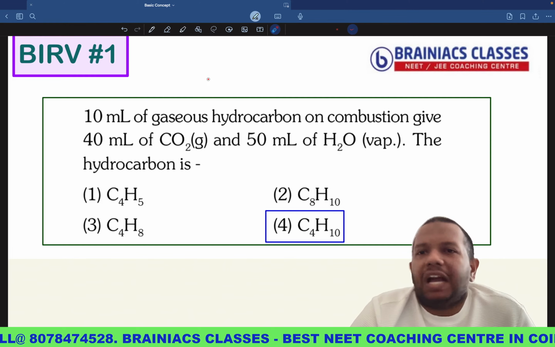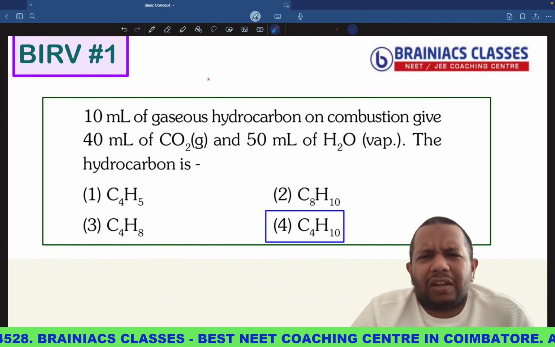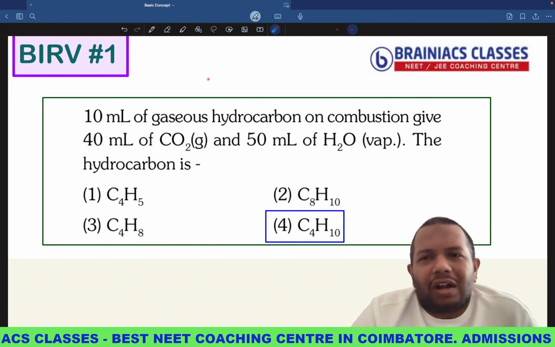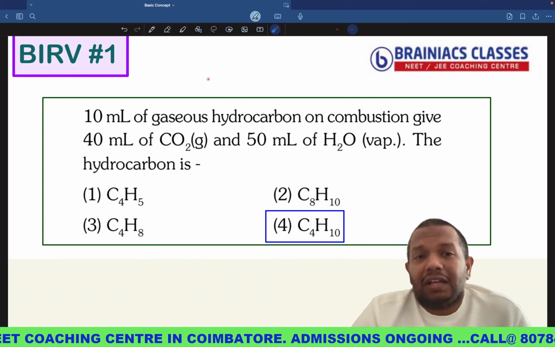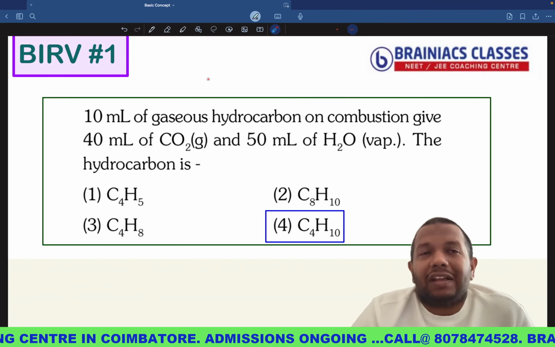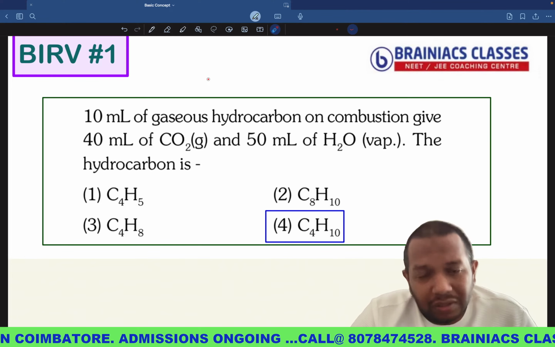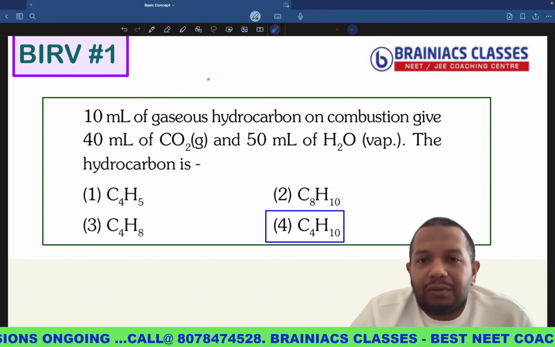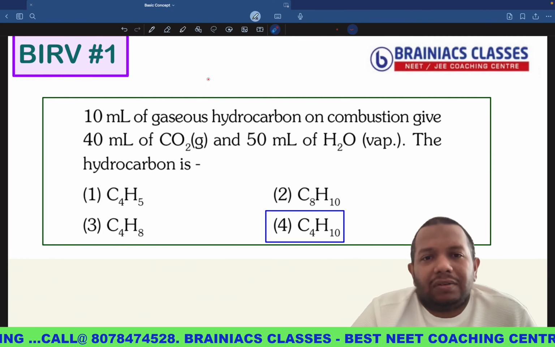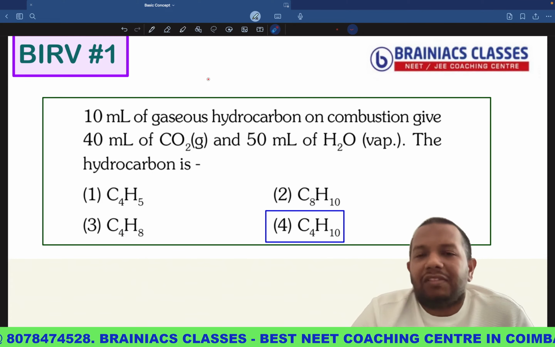Okay. Regarding Brainiacs Classes, what can I say, there are other stories. We started Brainiacs Classes about 5 years ago, around the time NEET was introduced in Tamil Nadu. At that point, we were working in other institutes, teaching the main subjects.